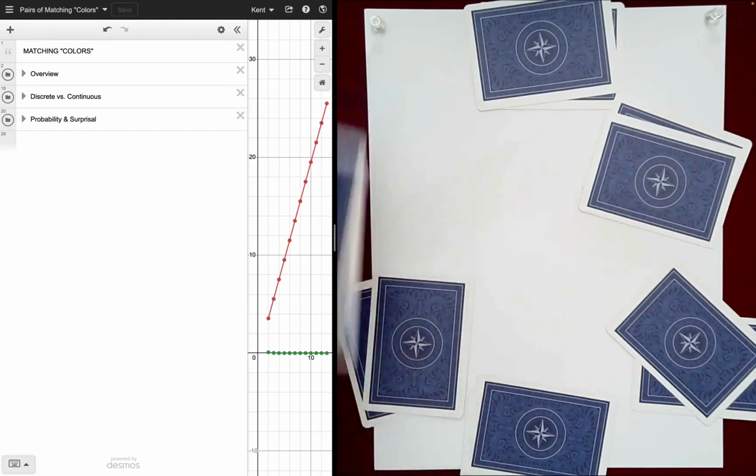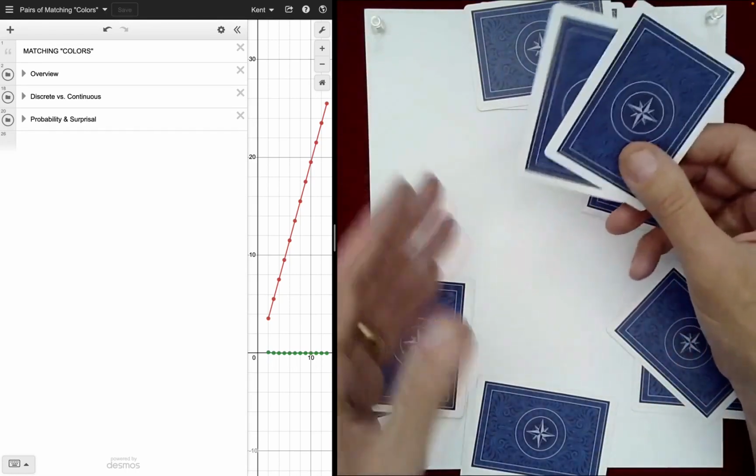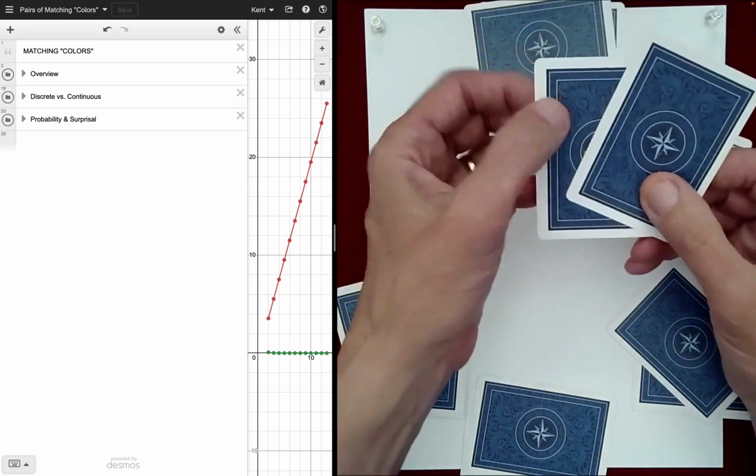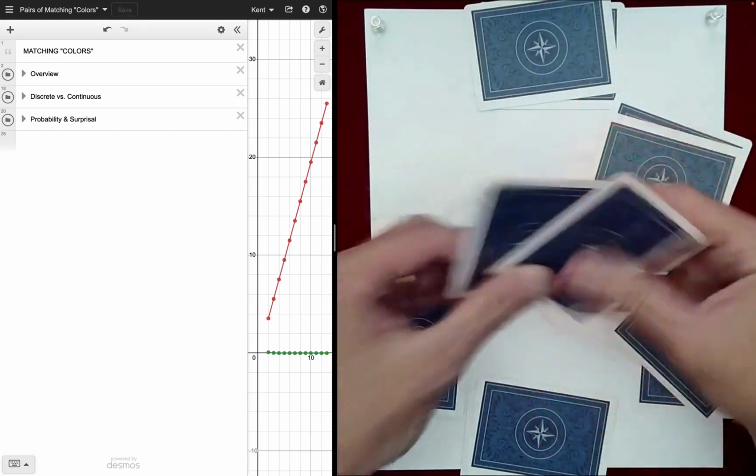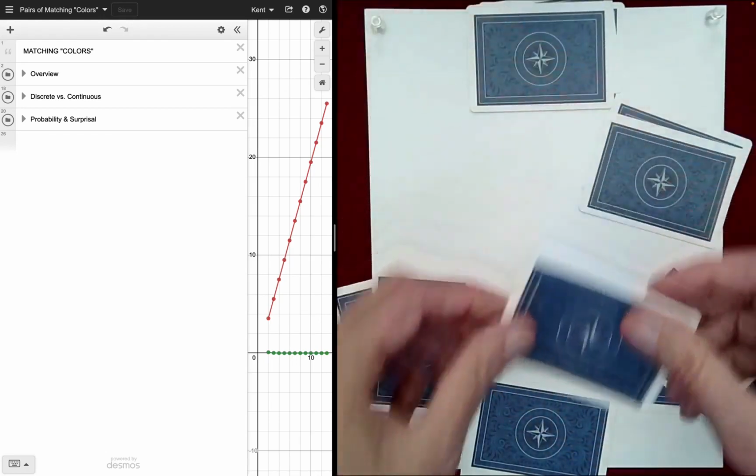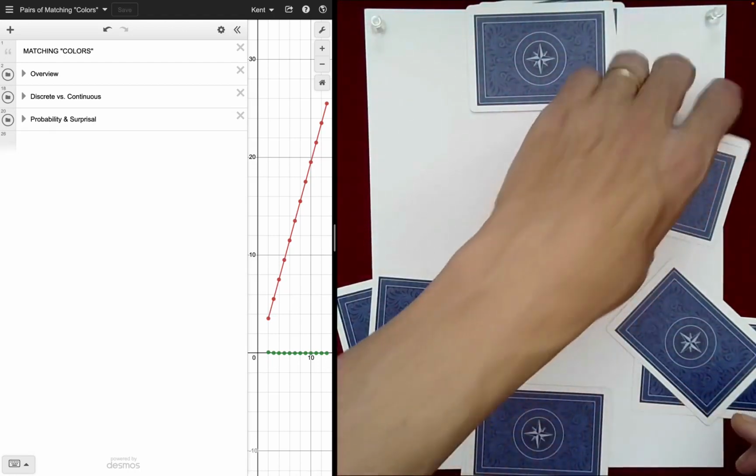Well, it's kind of a false choice here. If I say, which one do you want? It doesn't actually matter because they're both going to be the same color, so they're both black. And then the other black card goes here.